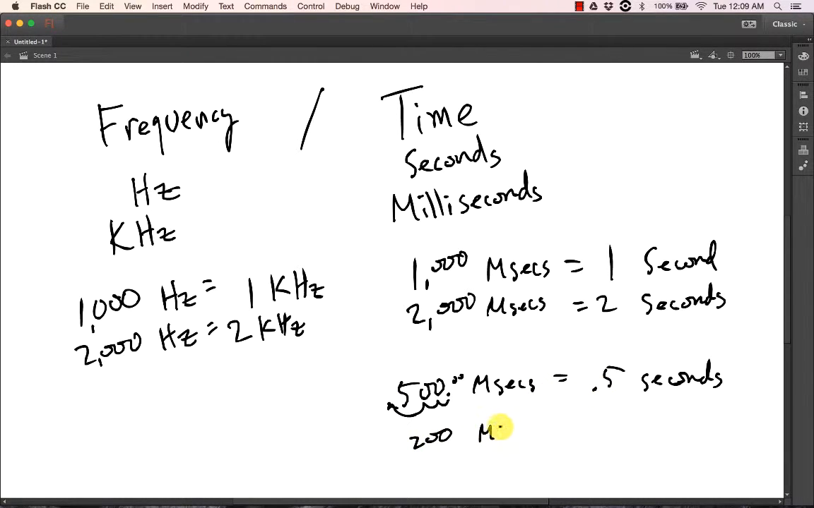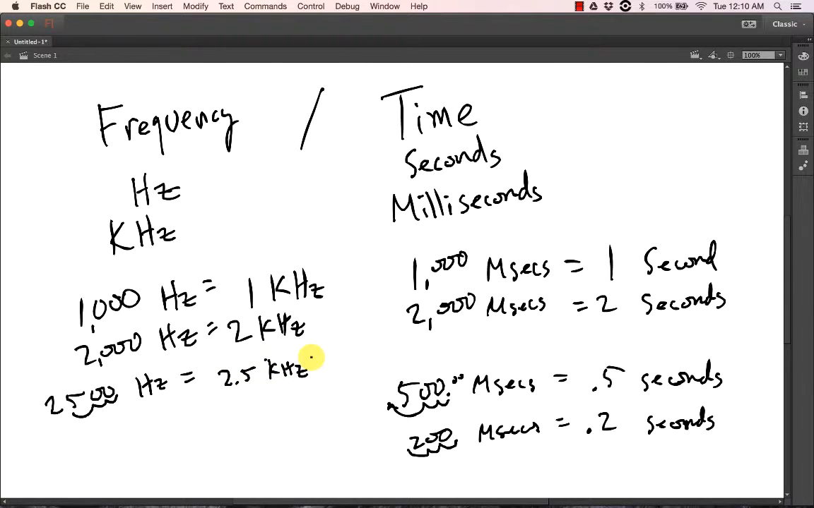So if I have 200 milliseconds, how many seconds is that? So here's my decimal, 1, 2, 3 spots, 0.2 seconds. Okay, then with the hertz and the kilohertz, it's the opposite. Let's say I have 2500 hertz. How many kilohertz is that? Move the decimal over, 1, 2, 3, 2.5 kilohertz.